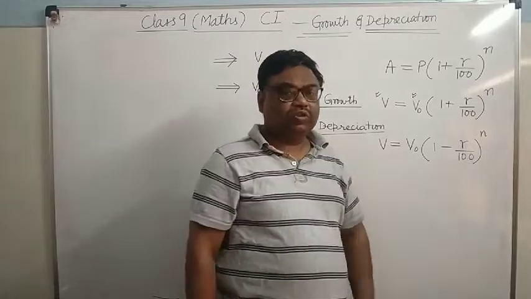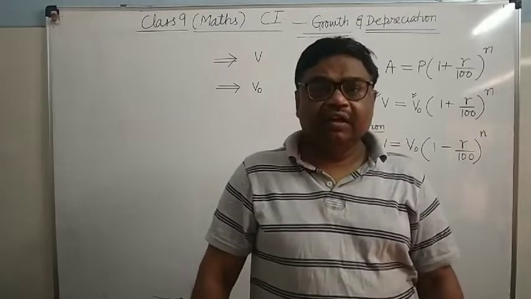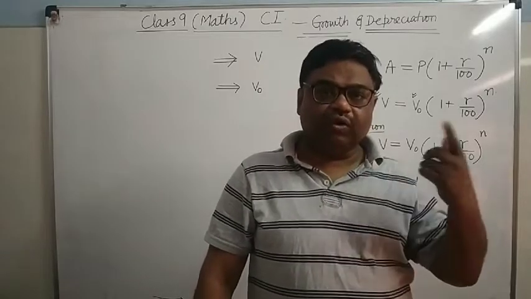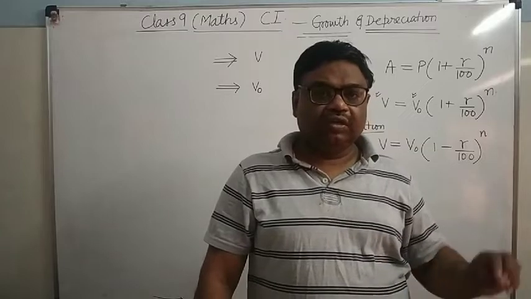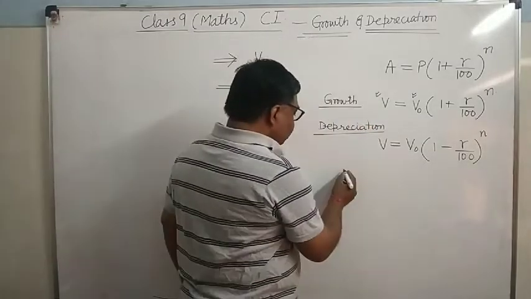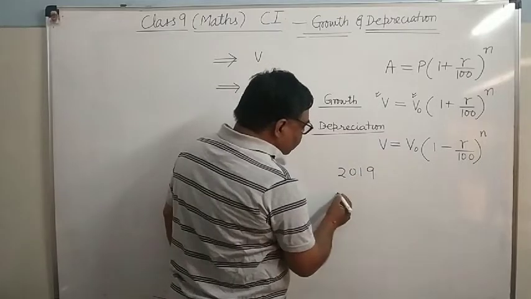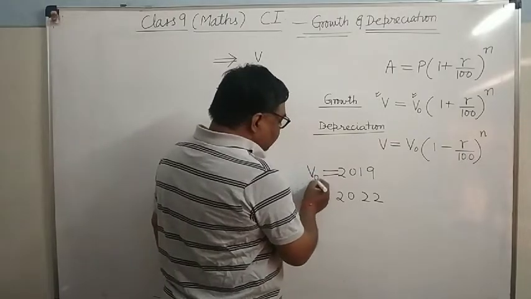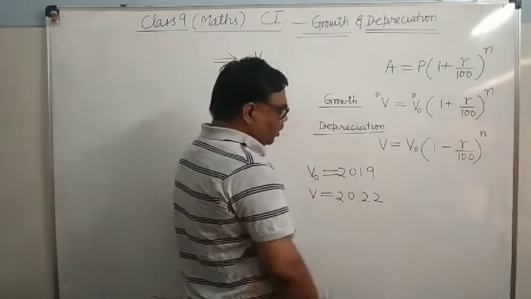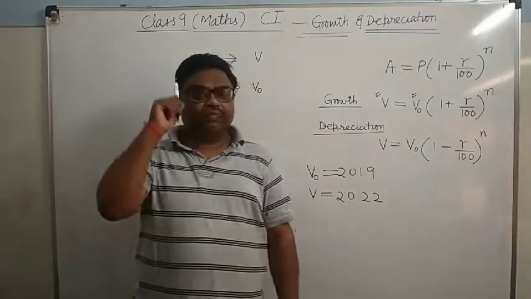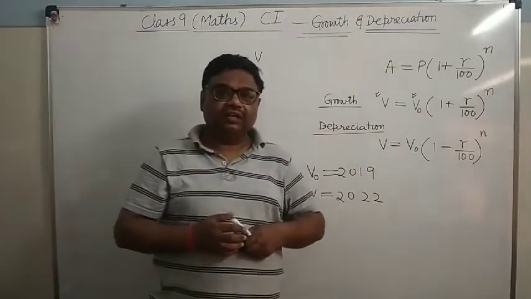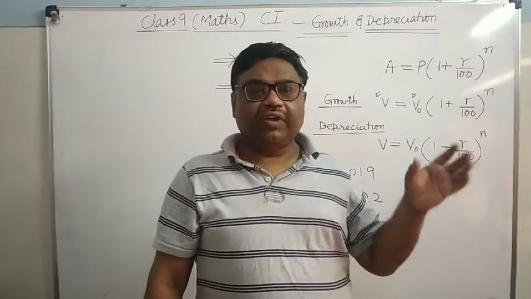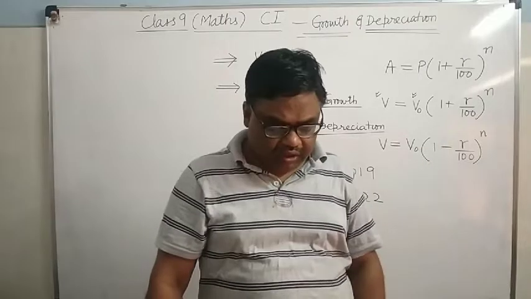Suppose two values are given: the value of 2019 is given, and you have to find the value in 2022. So the 2019 value will be V naught and the 2022 value will be V. It's clear? So all of you keep this in mind. The value of the beginning year will be V naught. The value of the later year will be V.